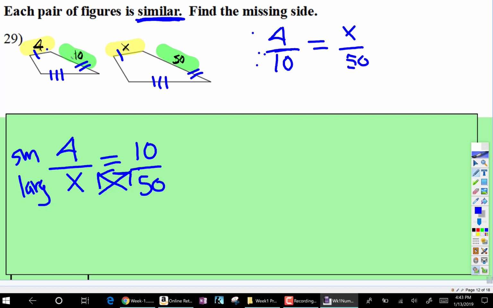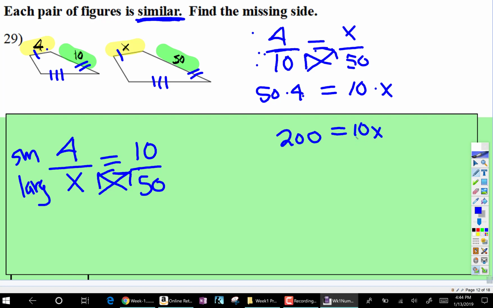So let's check this way. I did 4 is to 10 as x is to 50, and I'm going to cross multiply. Well, we'll have 50 times 4 is equal to 10 times x. 50 times 4 is 200, equal to 10x. 10 is being multiplied by x, so the inverse of multiplying is dividing. Then the 10's cancel. 200 divided by 10 is 20, and then we'd say 20 units.